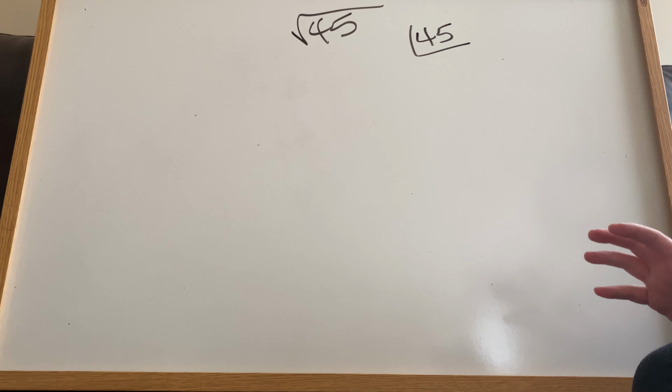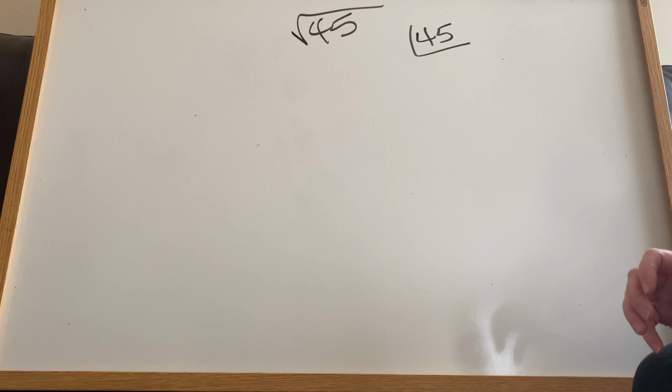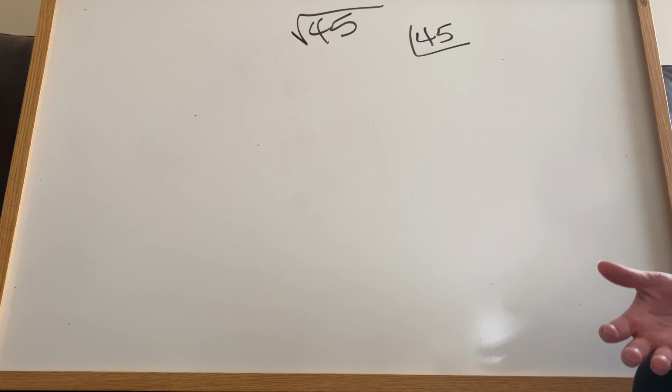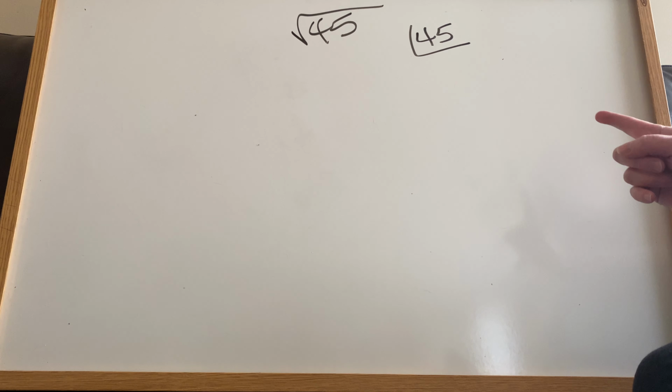Prime numbers are numbers that can only be divided by 1 and themselves. So we're talking like 2, 3, 5, 7. But like 4 is out because it divides by 2. 6 is out because it divides by both 2 and 3. So that's where you start. So a prime number that goes into 45 would be 5.